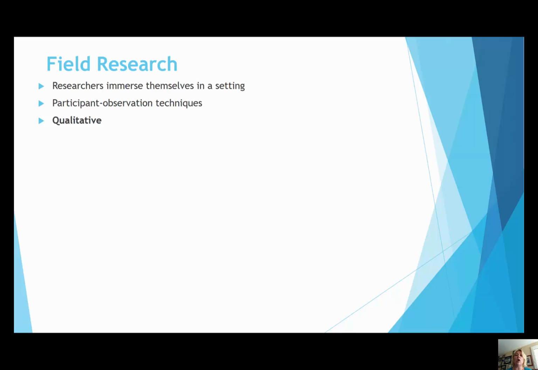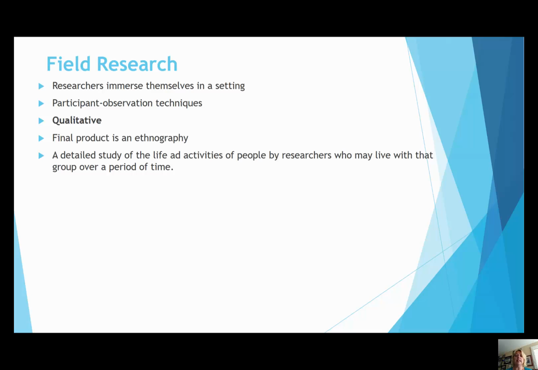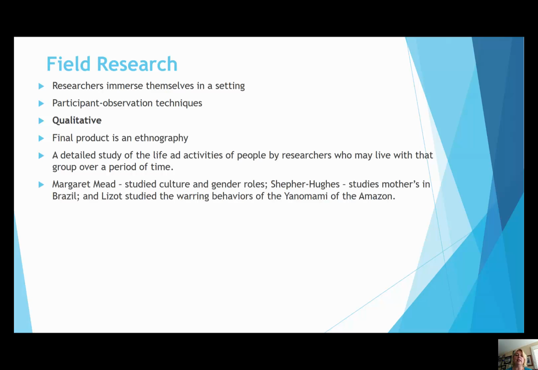Field research then is almost entirely qualitative. The final product of a field research study is an ethnography, which is a book or something that's written. It's a detailed study of the life and activities of people by researchers who may live with that group over a period of time.